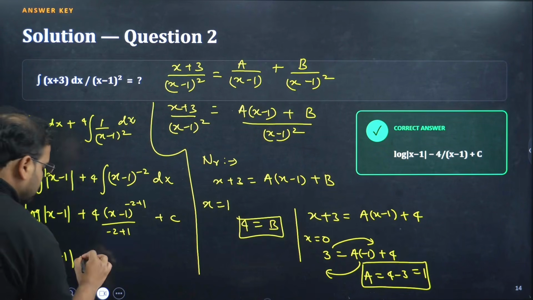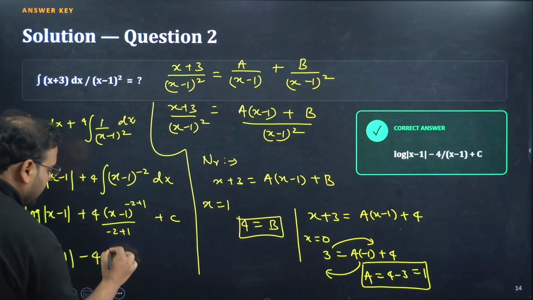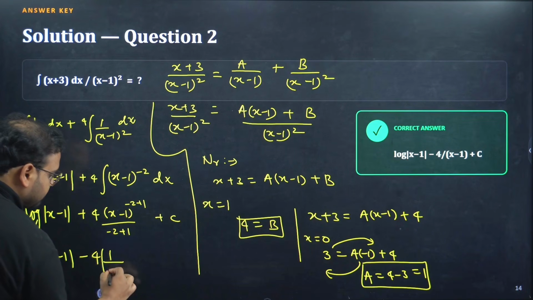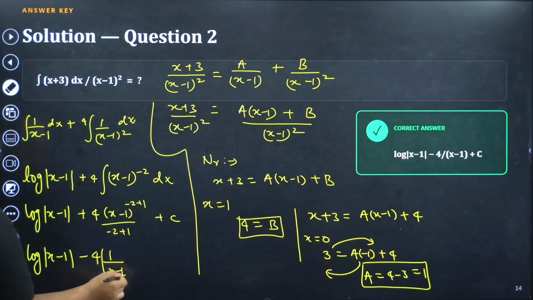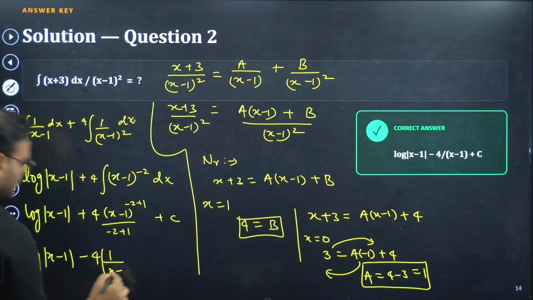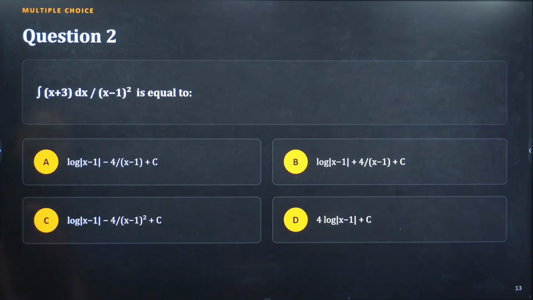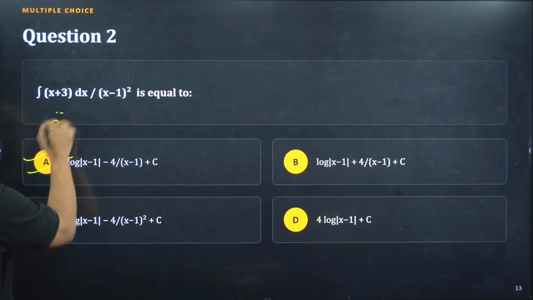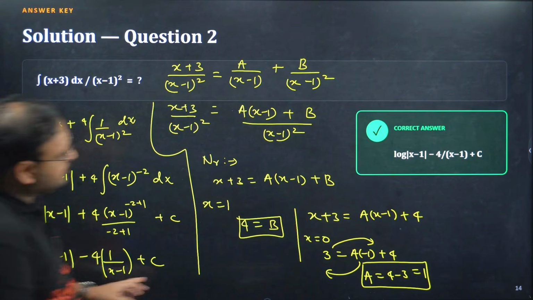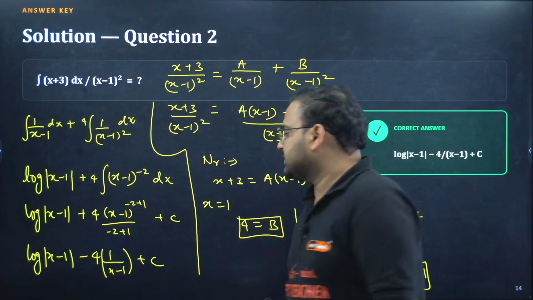This value over here becomes, check carefully, minus 1. So you have minus 4, this is minus 1, and this will be 1 by x minus 1 plus c. Log of x minus 1, minus 4 times of minus 1 by x minus 1. This is correct, right? Option A is the right answer. Log of x minus 1 minus 4 times of 1 upon x minus 1 plus c. That's your answer, guys.